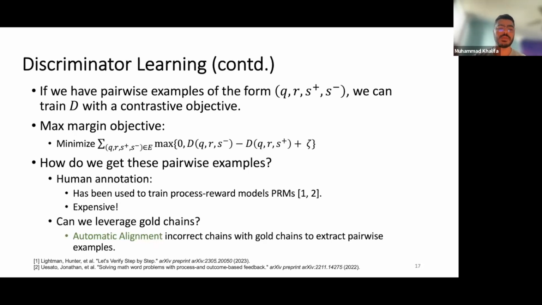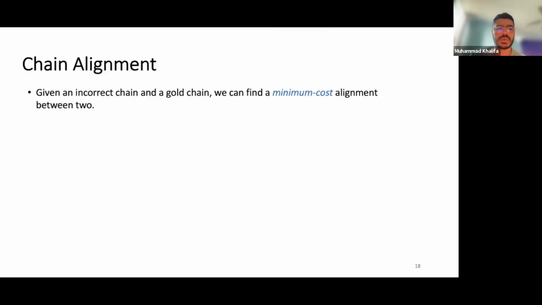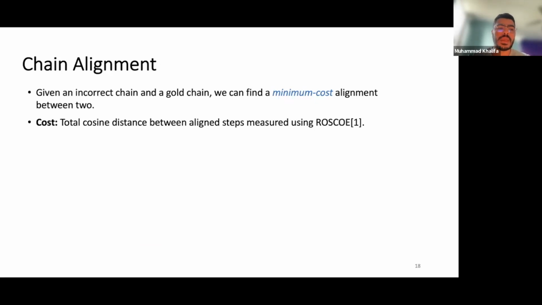If you have a solution you know is correct, how can you leverage it to obtain these kinds of pairwise examples? What we propose is an automatic alignment of incorrect chains with gold chains to extract pairwise examples. So what does this alignment look like? Given an incorrect chain and a gold chain, we want to find a minimum cost alignment between the two. The cost is measured by the sum of the cosine distances between aligned steps.